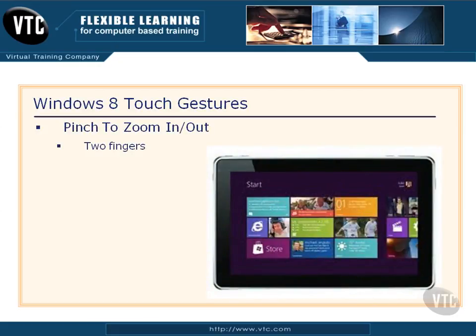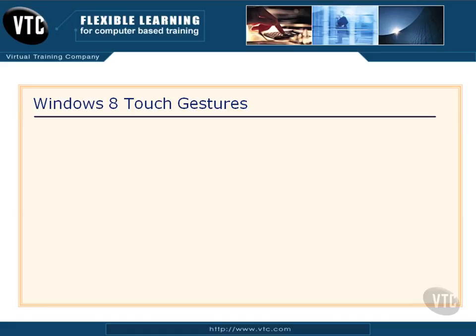If I want to zoom in and out, this is very popular with the devices that are out there on the market. Just touch two places, move your fingers closer together. Touch two places, move your fingers farther apart. They can be diagonal, they can be however you want them, and this will zoom in and out in the interface.